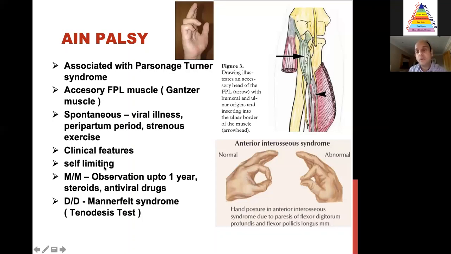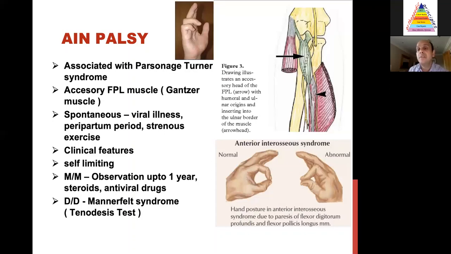Again, like with most of these neuropathies, AIN palsy is self-limiting. You sit on it for a good year, it tends to resolve. I've seen 3 or 4 cases in the last 2 years, and all you need to do is get them to see a physiotherapist to maintain tone of muscles.